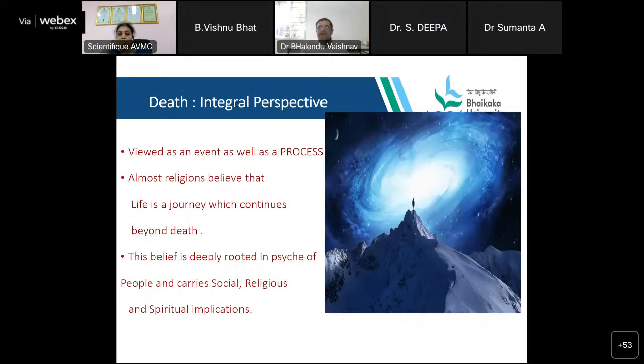Now, if we take an integral perspective of death, death is viewed as a process and not an event. And almost all religions believe that life is a journey which continues beyond death. And this belief that life doesn't end with death is deeply rooted in the psyche of people, and it carries social, religious, and spiritual implications with it.